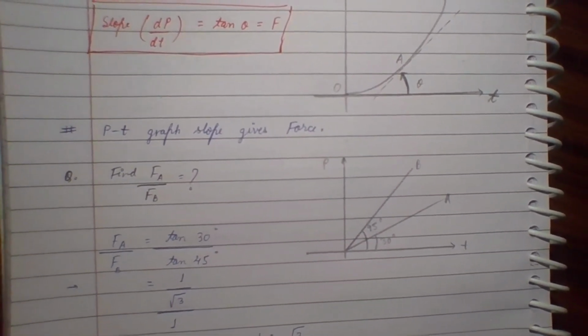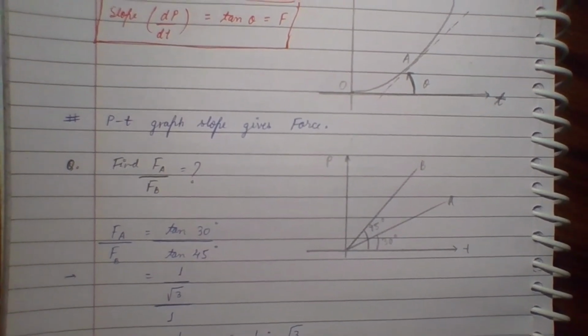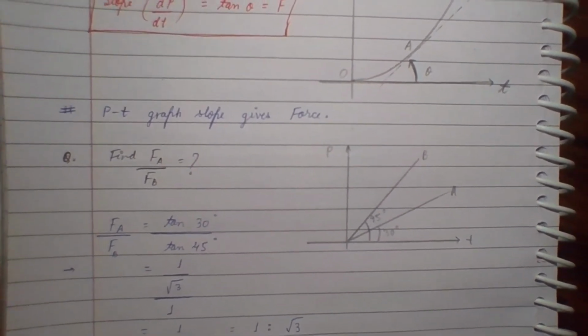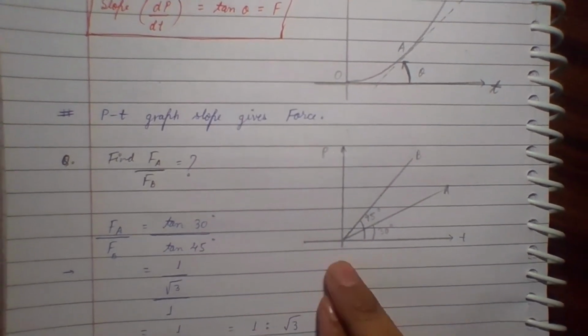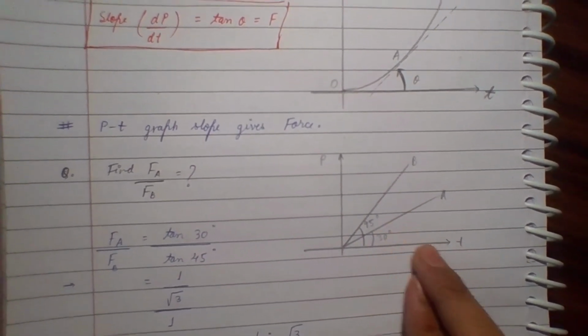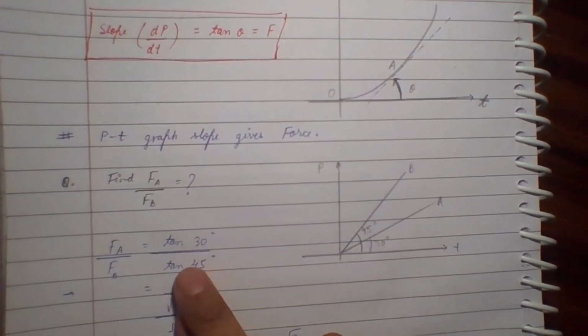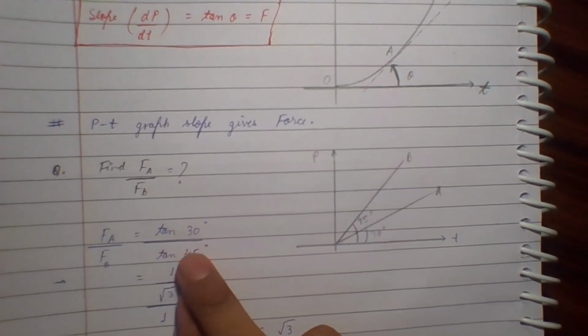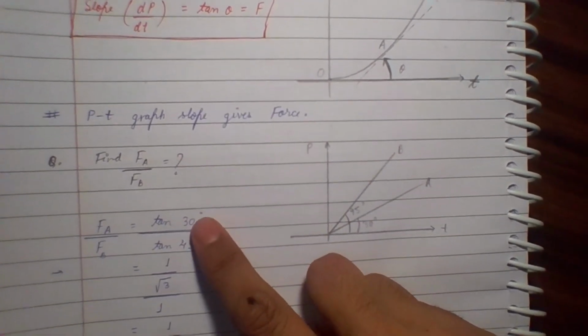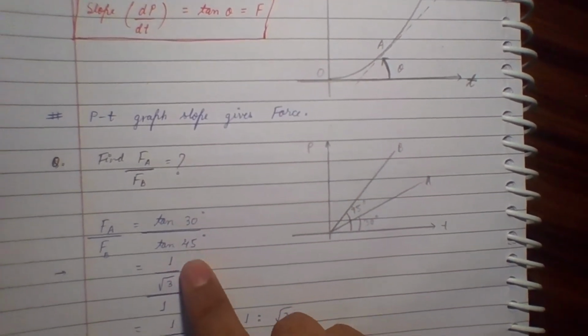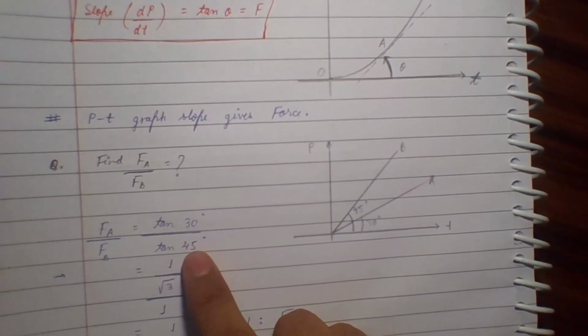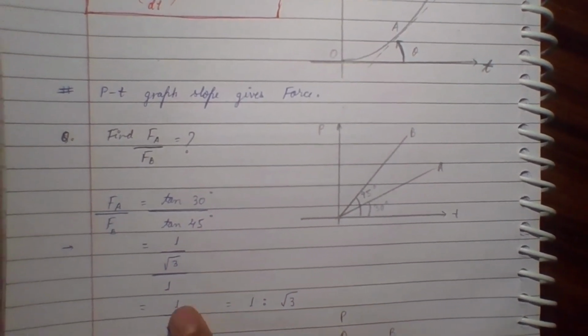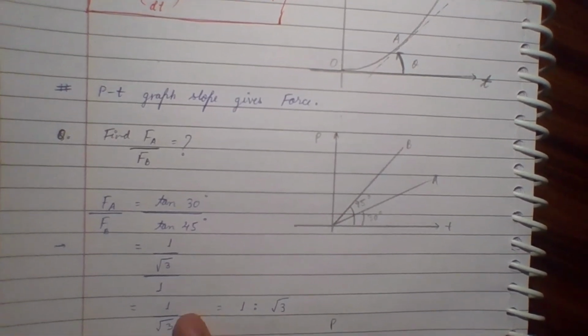Now Fa upon Fb will be equal to tan theta 1 upon tan theta 2. Theta in case of A is 30 degrees and in case of B is 45 degrees, so it will give us tan 30 degrees upon tan 45 degrees. Tan 30's value is 1 upon root 3, and tan 45 is 1, so it is 1 upon root 3 upon 1, which gives us 1 upon root 3, or the ratio is 1 is to root 3.